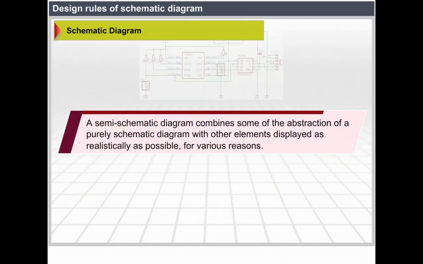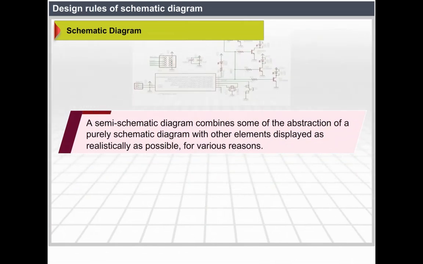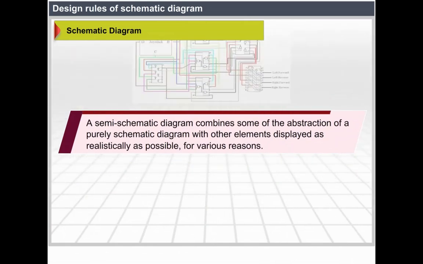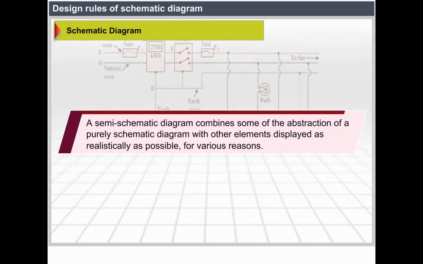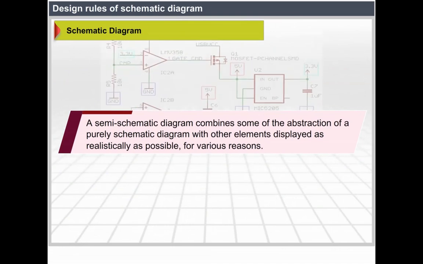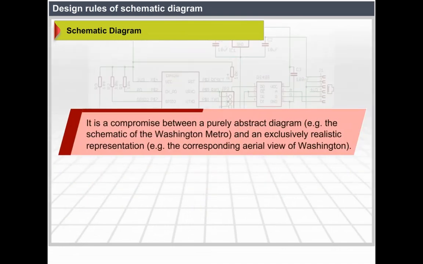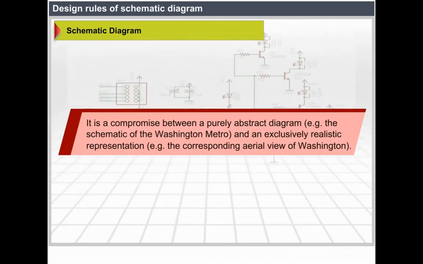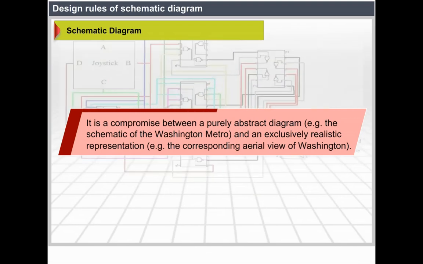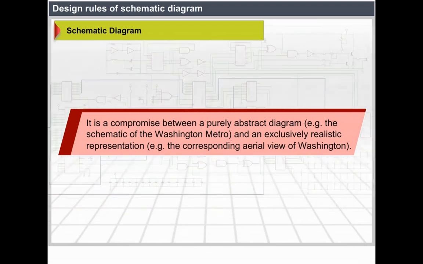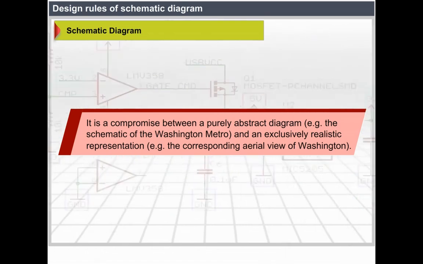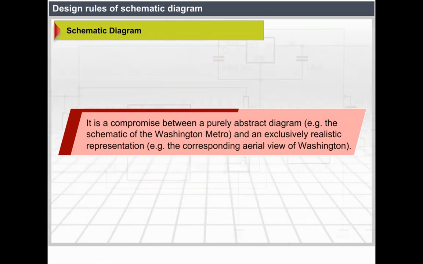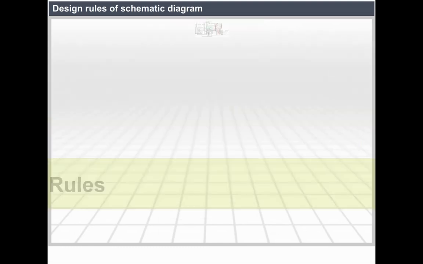A semi-schematic diagram combines some of the abstraction of a purely schematic diagram with other elements displayed as realistically as possible for various reasons. It is a compromise between a purely abstract diagram, for example the schematic of the Washington Metro, and an exclusively realistic representation, for example the corresponding aerial view of Washington.